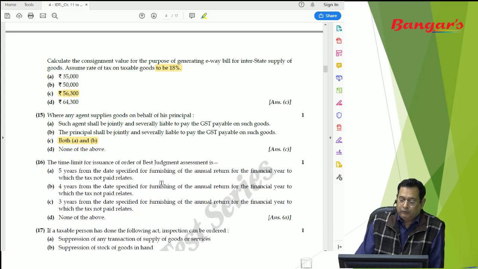Now, what is the time limit for issuance of order of best judgment? 5 years from the date specified for furnishing the annual return for the financial year to which the tax not paid relates.